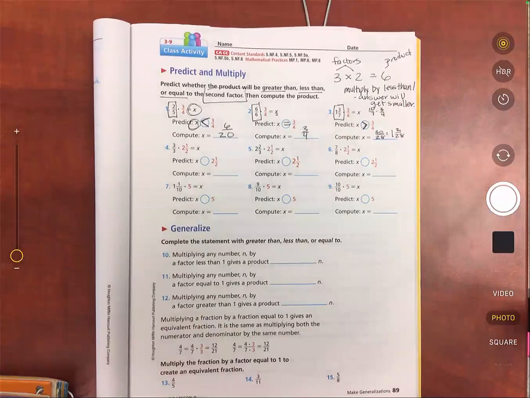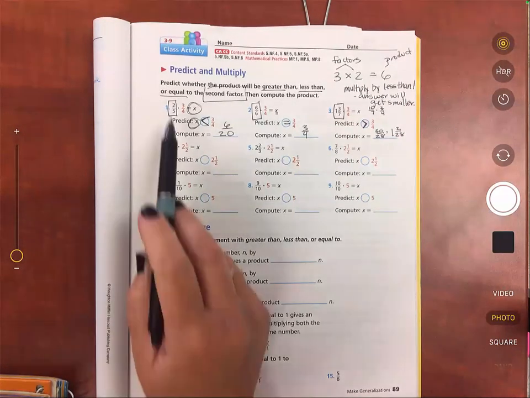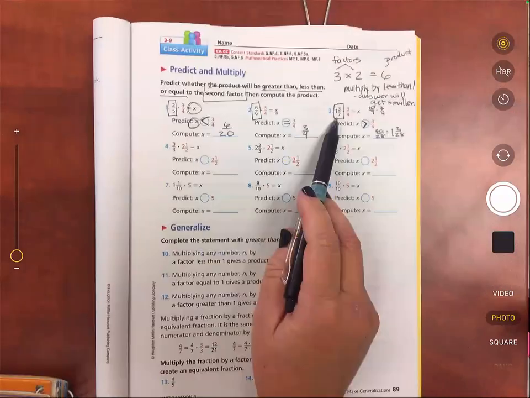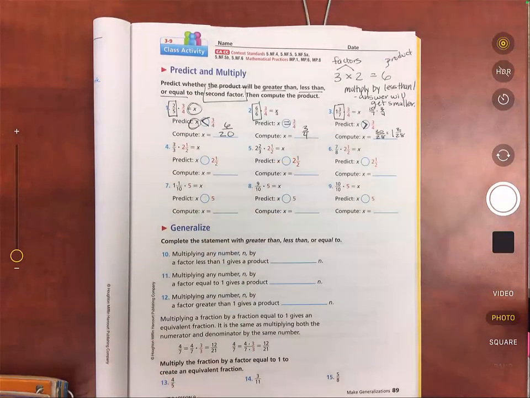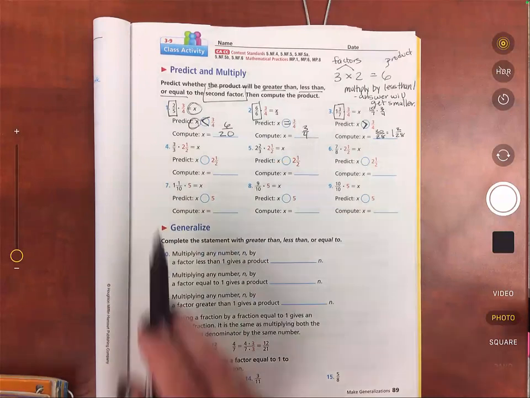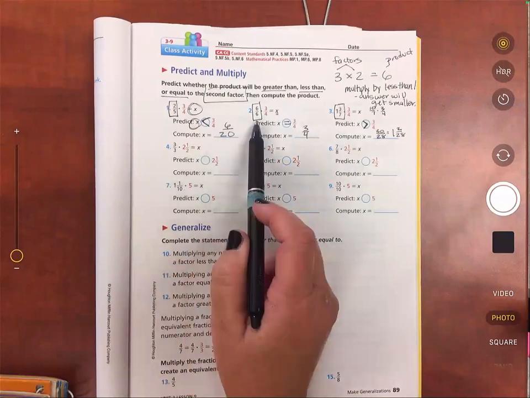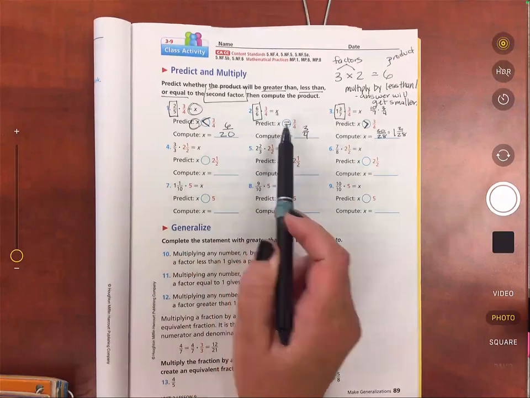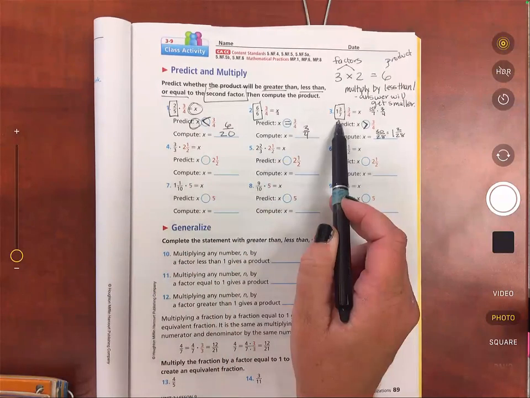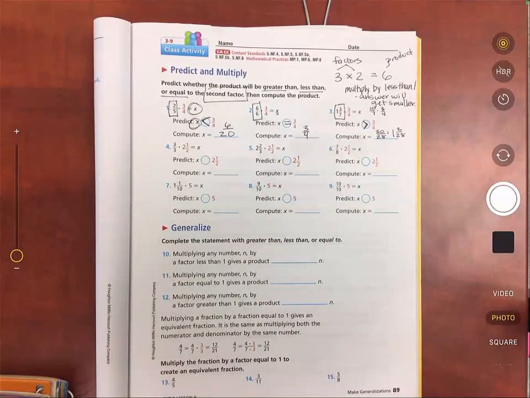Okay. So again, the clue here is that we're looking at that first fraction to see if it's greater than, less than, or equal to 1 whole. Here we said it was less than 1 whole. So look, our answer was less than. Here we said it was equal to 1 whole. So look, our answer was equal. And here we said this number was greater than 1 whole, and our answer there is greater than. You guys see that connection?